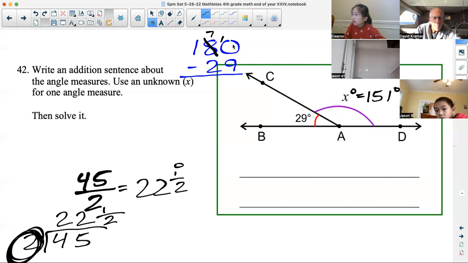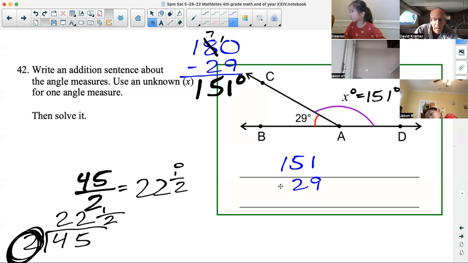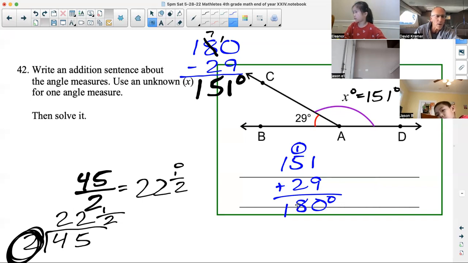Now let's subtract. We have 10 minus 9 is 1. 7 minus 2 is 5. And 1 minus 0 is 1. And guess what? It works. The sum of 151 and 29 must equal 180 degrees. 1 plus 9 is 10, 7 plus 1 is 8, 1 plus 0 is 1. Wow, that was really cool.